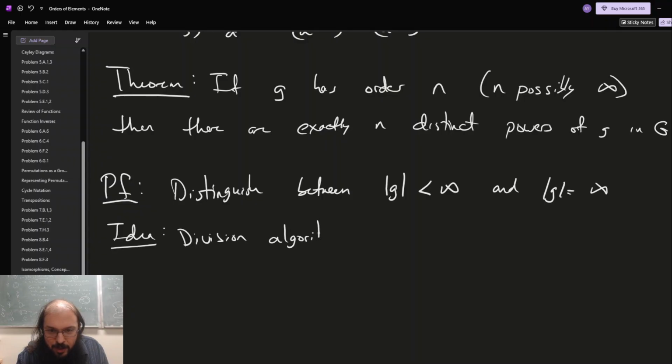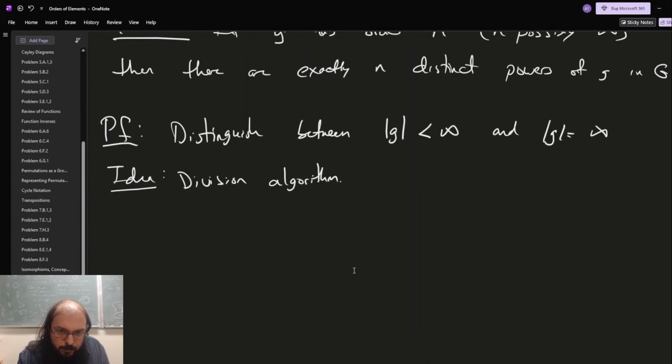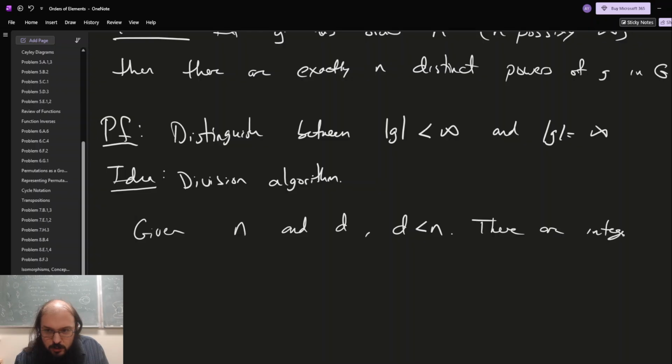So let me remind us how that works. The division algorithm says, if you have two integers, maybe I should write, given n and d, with d less than n, there are integers q and r with n equals qd plus r, and 0 is less than or equal to r, which is less than d.